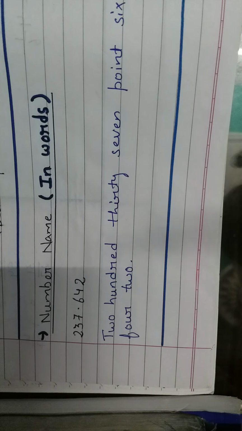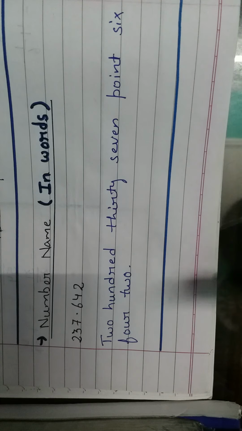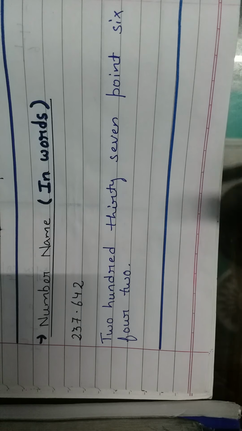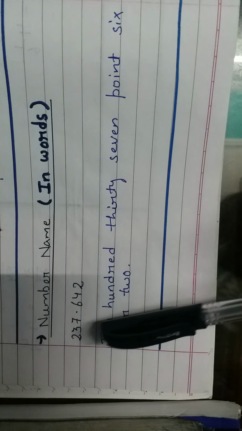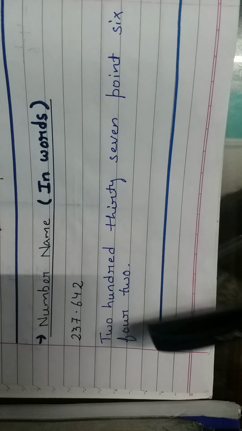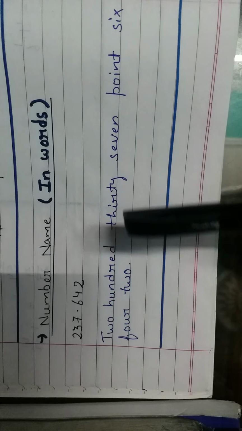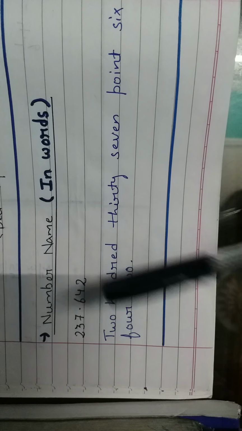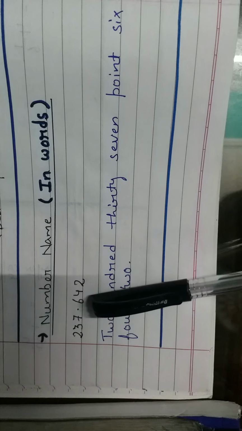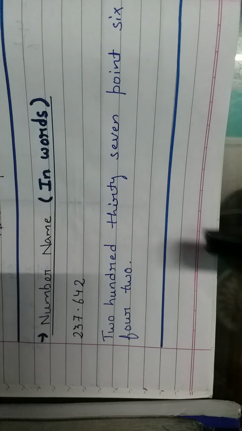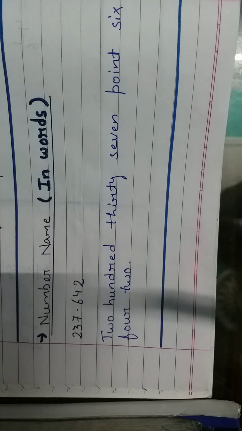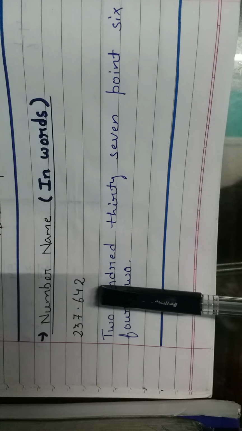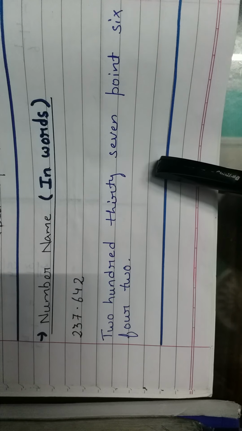Now let's see how to read or write a decimal number. Suppose we have this decimal number, so in the same way as we are reading it, we have to write it as it is. So here in the integral part we have 237. So first we will write the integral part, that is 237. Then we have the decimal point, so we will write it as point, and then we will write the decimal part separately, that is 6, 4, 2. We will not write it as 642, that is wrong. So the number name for this given decimal number is 237.642, as you can see here.